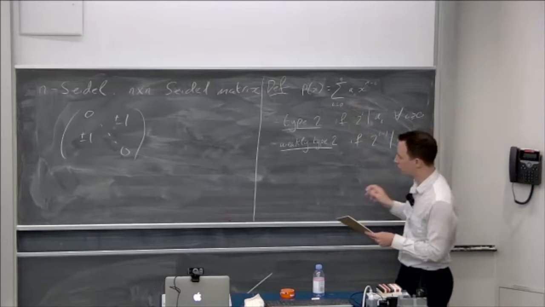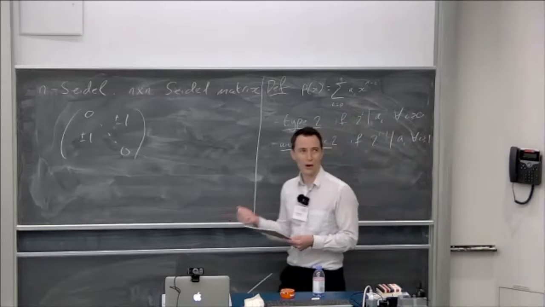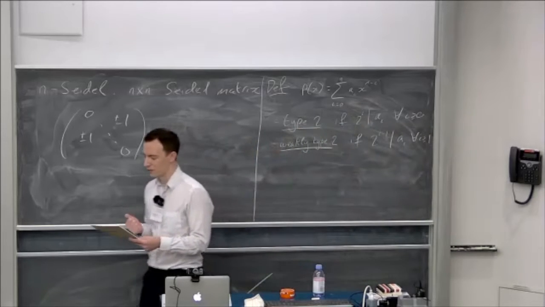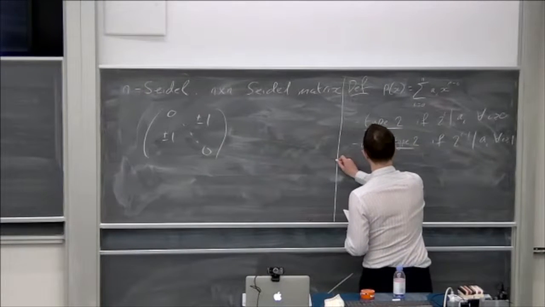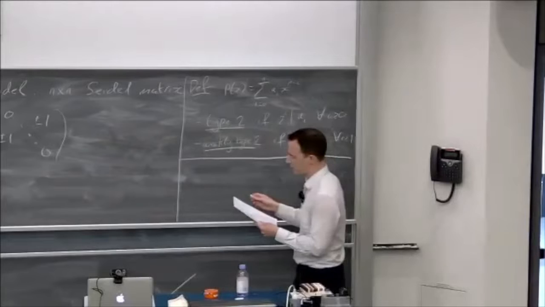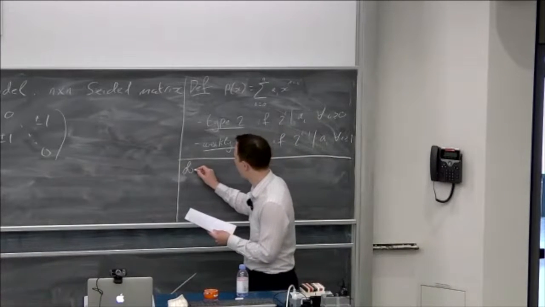And the reason we introduced that is because we find that the characteristic polynomials of Seidel matrices are almost directly type 2, but not quite. So this is a lemma that we built up to last time. I just remind you of this lemma.